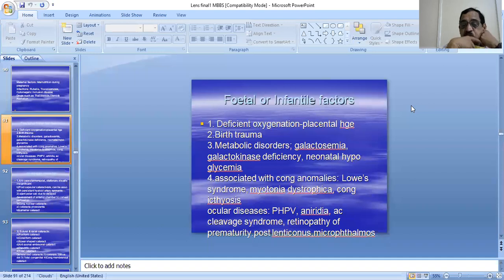Certain anomalies are associated with the congenital cataract.